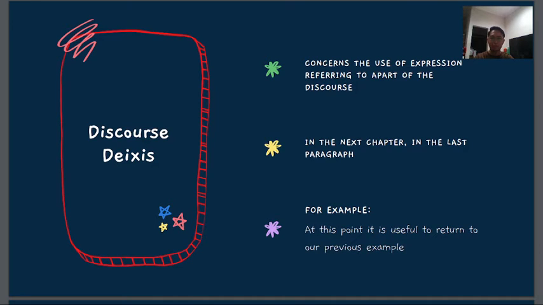The fourth one is discourse deixis. Discourse deixis concerns the use of deictic expressions within an utterance as a form of orientation inside an unfolding discourse in which that utterance is located. The deictic expressions indicate the relation of the utterance to future or past elements of discourse, or to a conversation or a text. Making reference to portions of the discourse itself can be accomplished by means of time deictic words such as next, in the next chapter, or last, in the last paragraph. For example, "At this point, it is useful to return to our previous example."